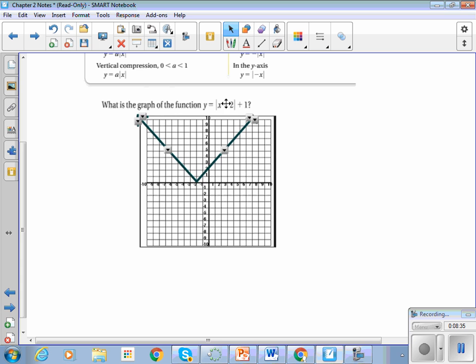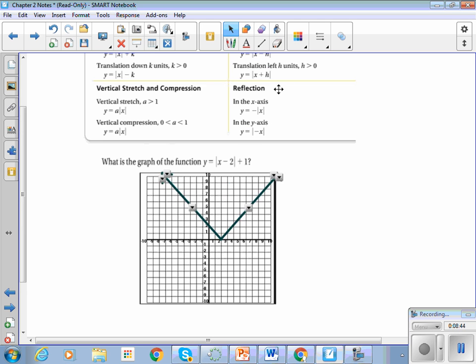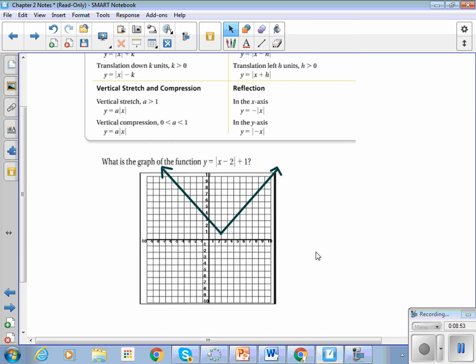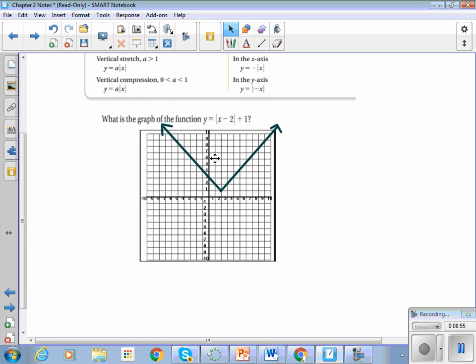That's what this minus 2 tells me to do: 2 units to the right, my other right. And then I'm going to take that and shift it up 1 unit. So my new graph, y equals absolute value of x minus 2 plus 1, is going to be right here. It's the same as my parent function, just over to the right 2 units, up 1 unit.